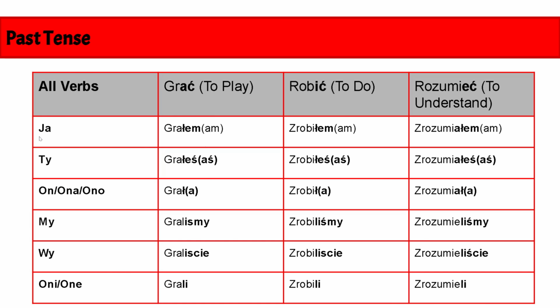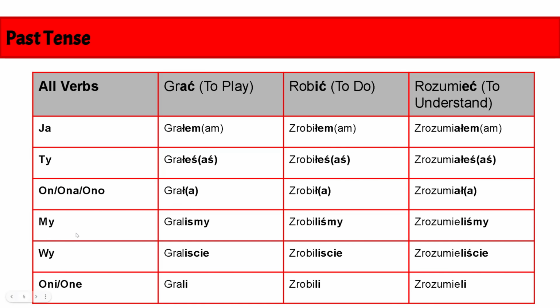If I was a girl, then you could say ja grałam, and it would still mean I played, but it's gender specific. Same thing for ty, or you. Ty grałeś. If the person who played is a boy, you would say ty grałeś. If they were a girl, it would be ty grałaś. And for these three, it's the same thing. On and ono, or he or it, both use grał, but ona uses grała. So he or it played, or she played, but the ending is different.